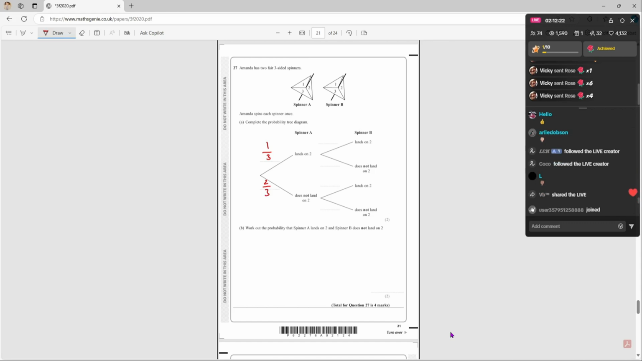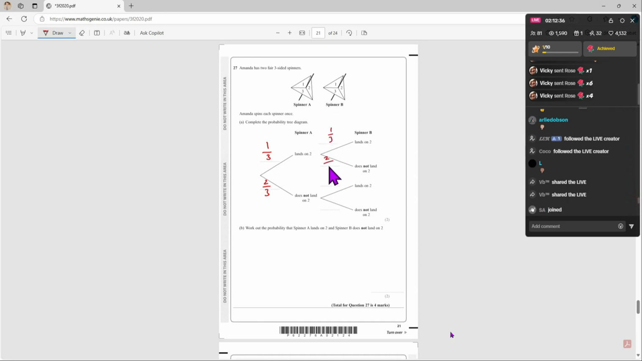So now, once we have done spinner A, we're going to do the same thing for spinner B. For spinner B, we have to work out if it lands on 2. They're basically the same spinner, so you're going to have the same probability. It's going to be 1/3, 2/3, and then 1/3, 2/3. That is our probability tree diagram completed.